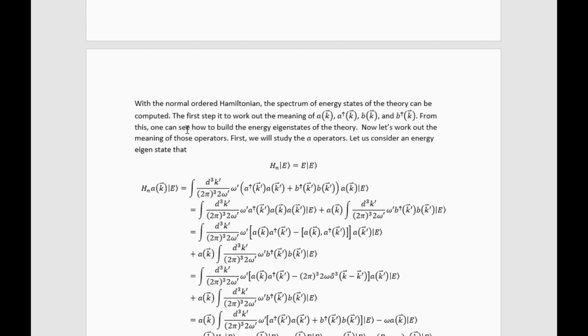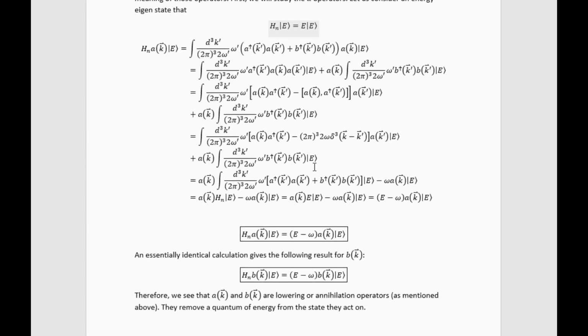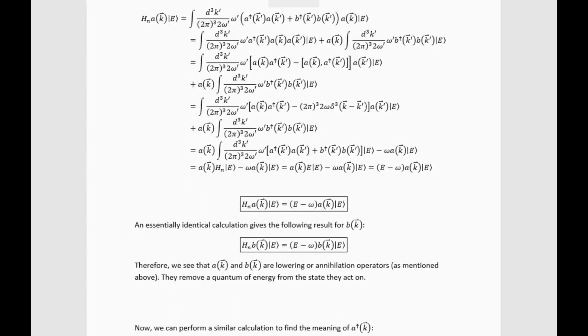From this, one can see how to build the energy eigenstates of the theory. Now let's work out the meaning of those operators. First, we will study the A operators. Let us consider an energy eigenstate here. We haven't figured out how to write out the exact form of an energy eigenstate, but we can still postulate the existence of one and understand it to have this property and use that to study these other operators.